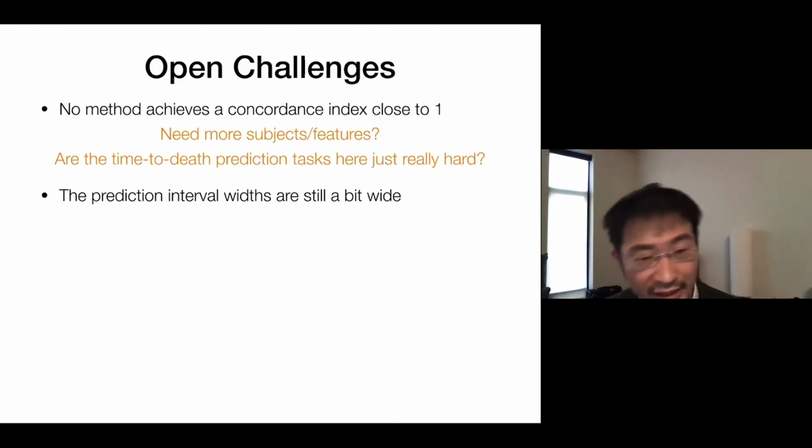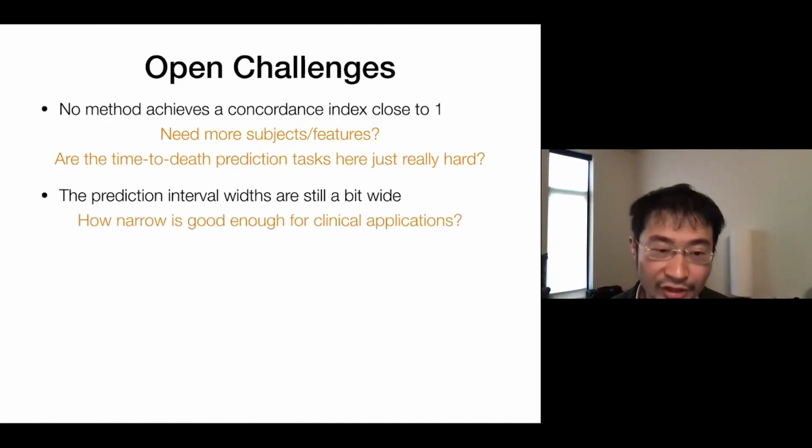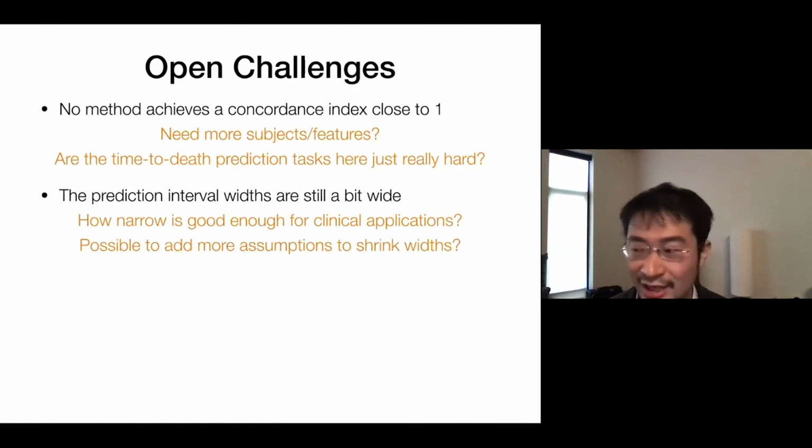The other thing I mentioned a few slides ago is that the prediction interval widths are still a bit wide. One thing I'm not sure about is how narrow these have to be for them to be practically useful. The other thing is I'm not sure whether we can add in more assumptions to shrink the width. Of course, you want these additional assumptions to be realistic in clinical settings.